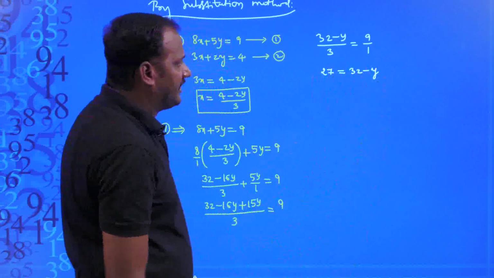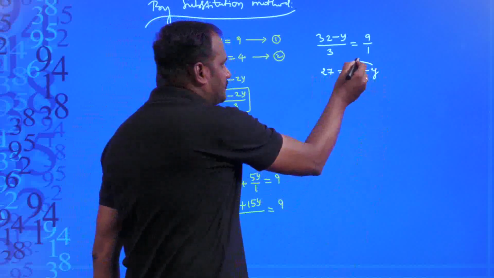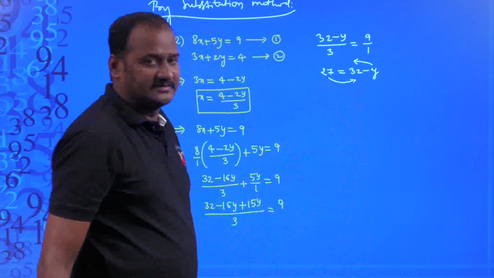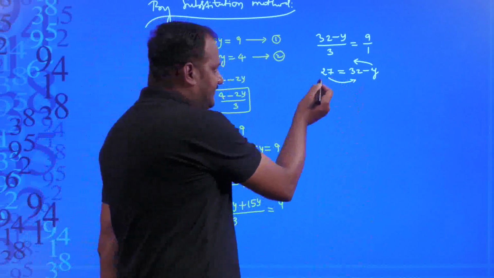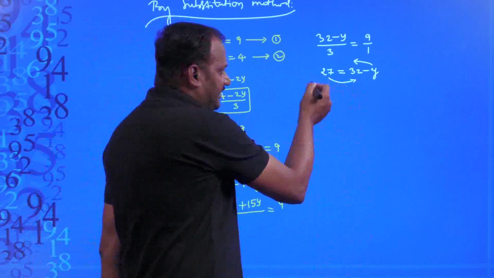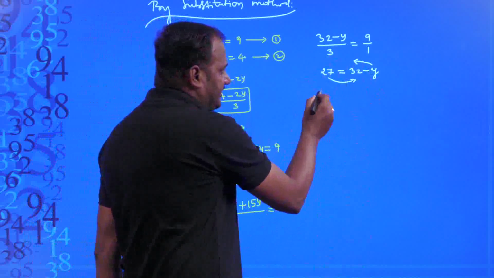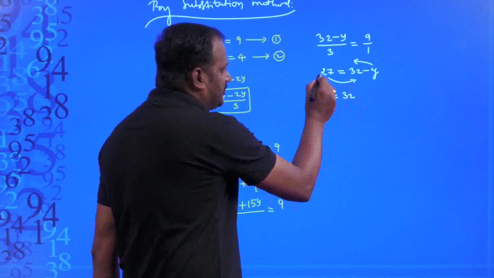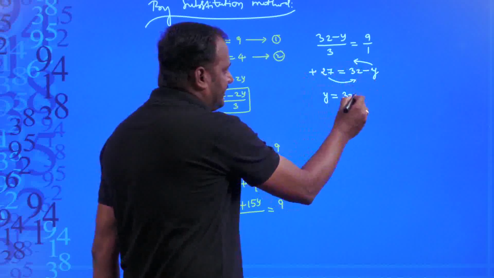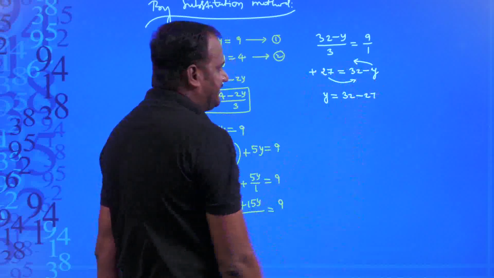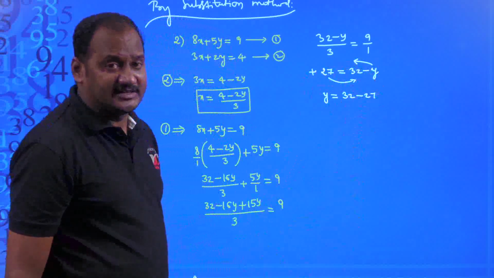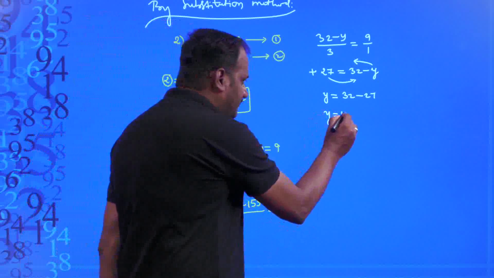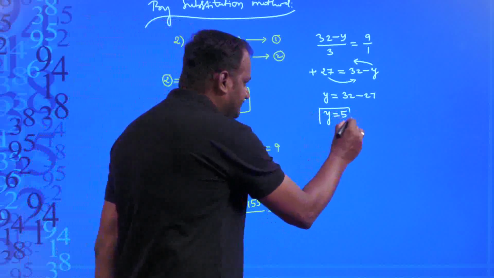Since you want the value of y, transpose negative y towards the left hand side and transpose positive 27 towards the right hand side. After transposing 27, we are left with 0 here. When you transpose minus y, it would be plus y is equal to 32 minus 27. So, what is 32 minus 27? Yes, it is 5. Therefore, the value of y is going to be 5, right.